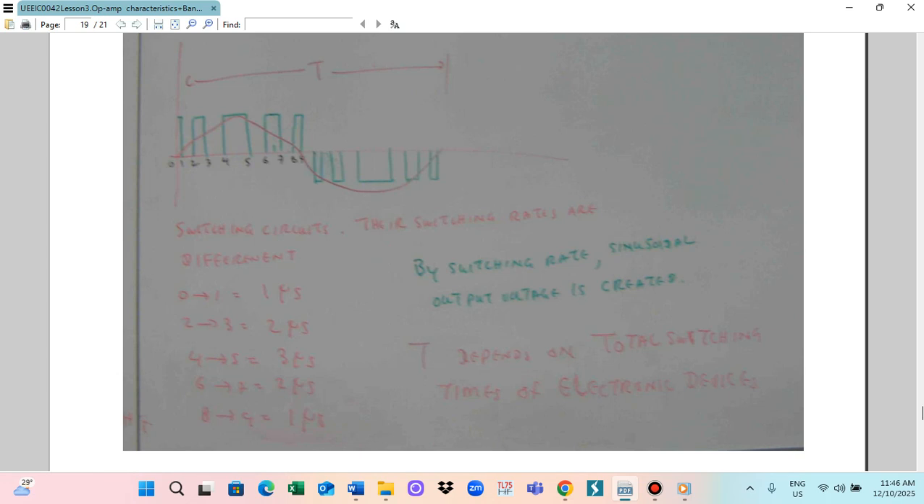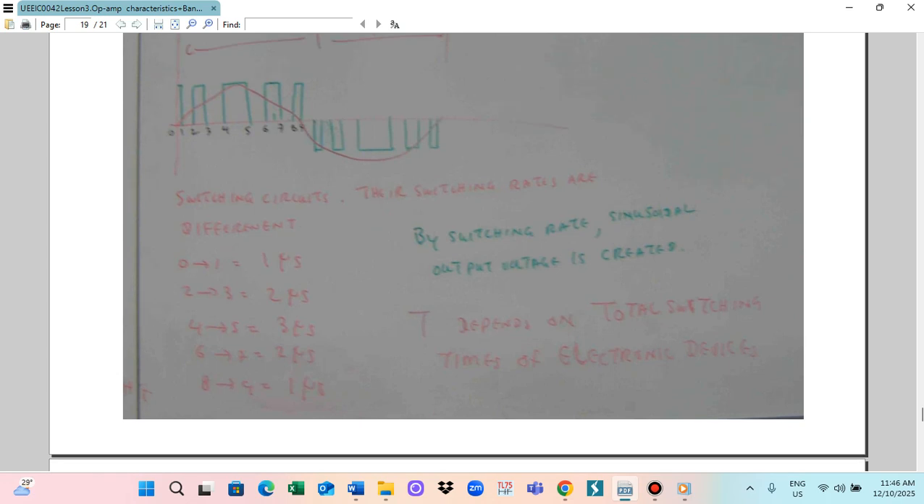So for 0 to 1 the switching time is 1 microsecond, and for 2 to 3 the switching time is 2 microseconds. 4 to 5 is the longer one. 6 to 7 decreases. 8 to 9 also decreases. So the longer the switching, the more output comes out. So what you get when you draw the circuit is this: here the switching is small, so the voltage is small. As the switching increases, the voltage increases. Then the voltage decreases like this. So this means the voltage will be changing. The longer the switching, the higher the voltage.